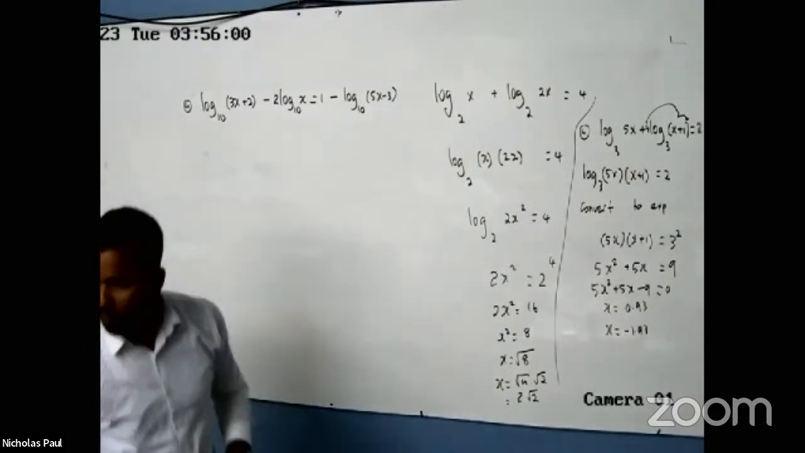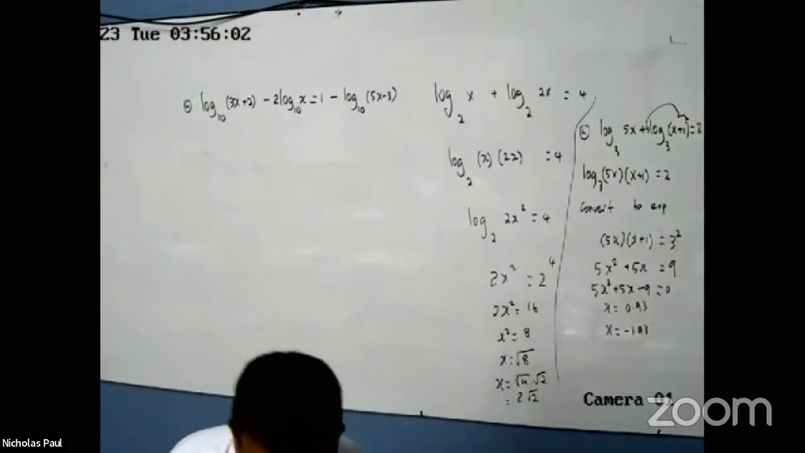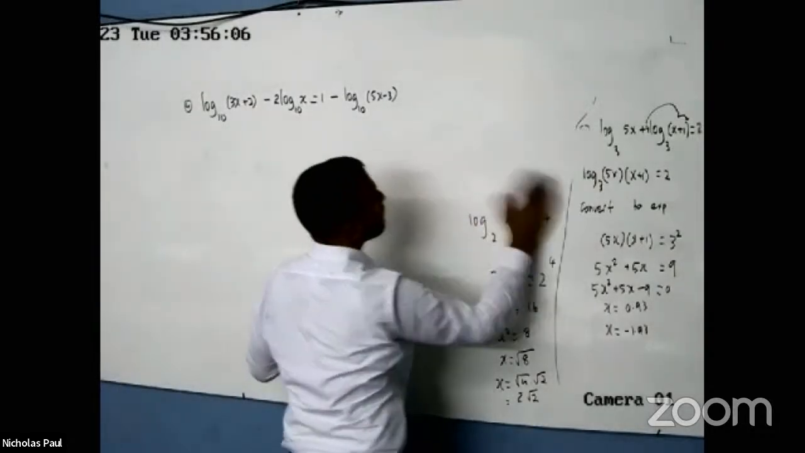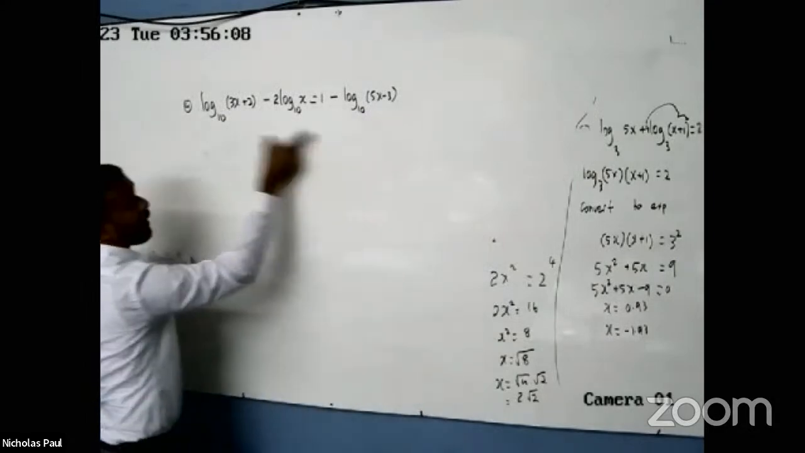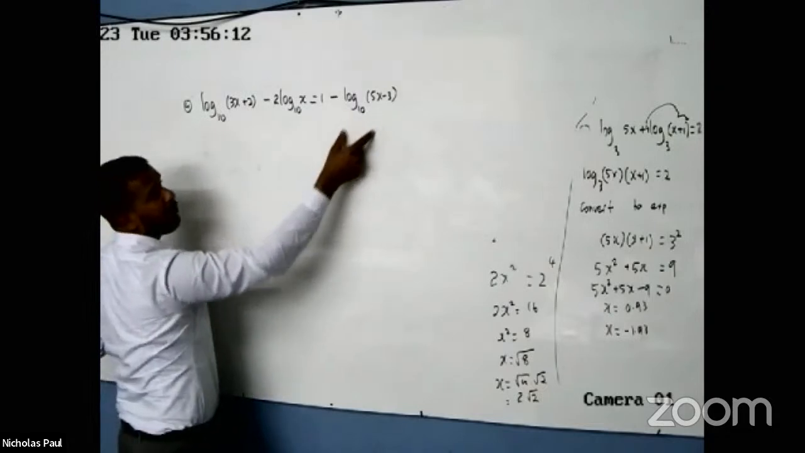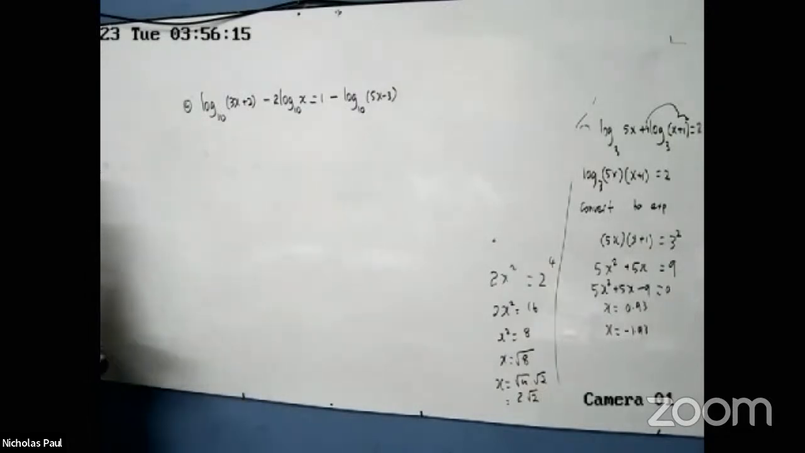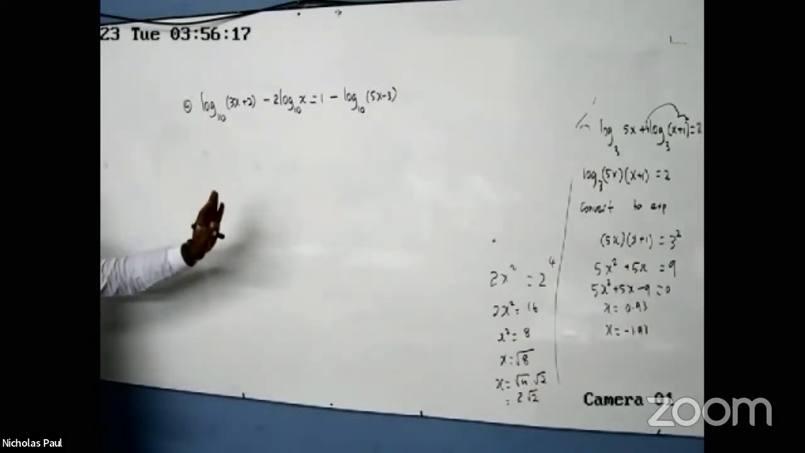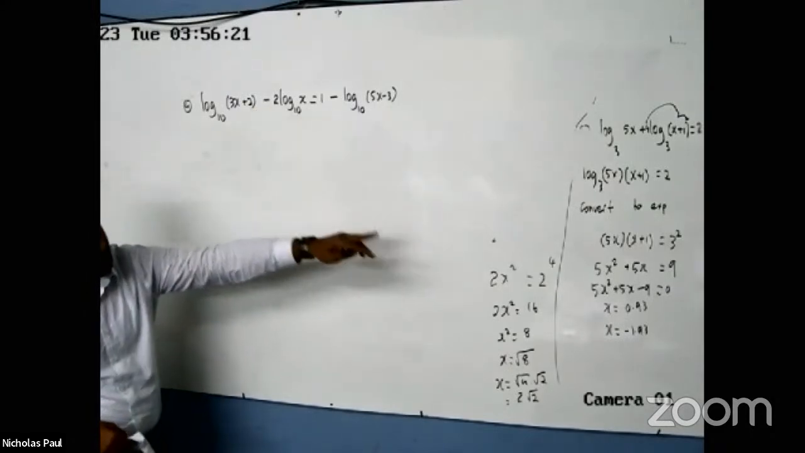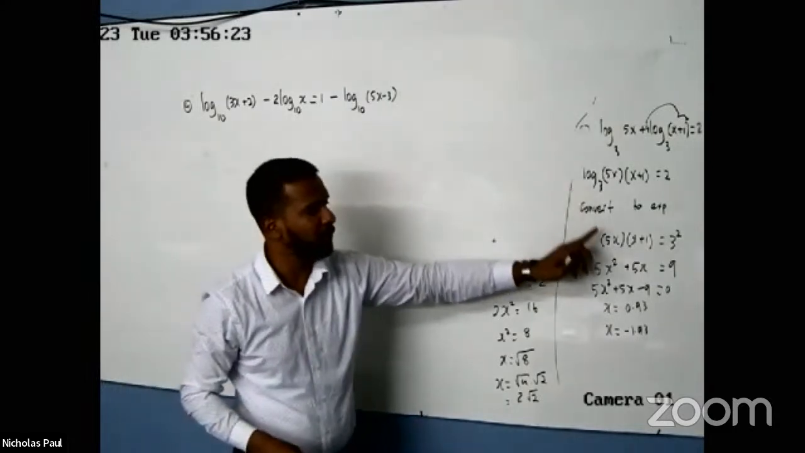Carry all the logs on one side. So take this log and bring it on this side. That's okay? What you'll end up with? All the logs on one side, right? Then you can apply the rules. Then you will reach here.